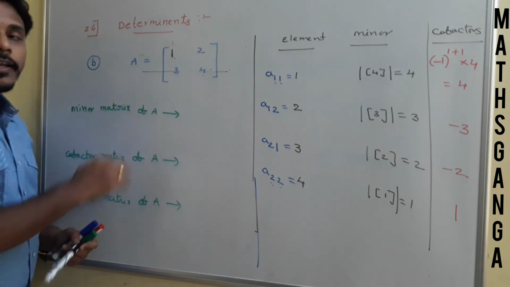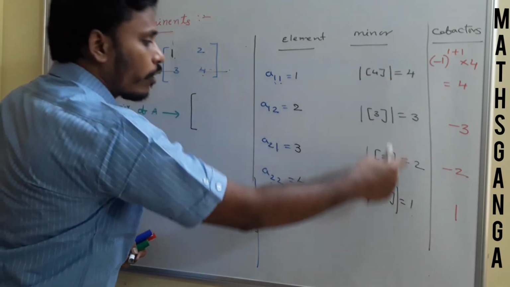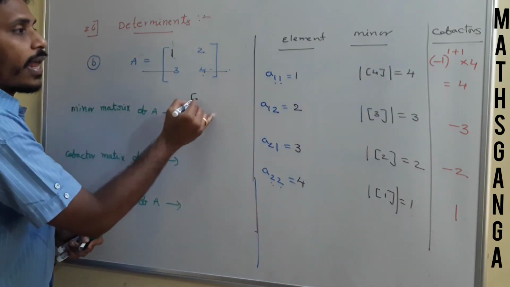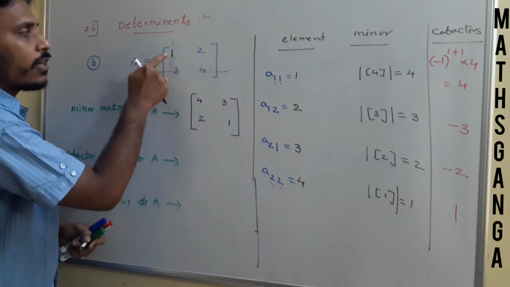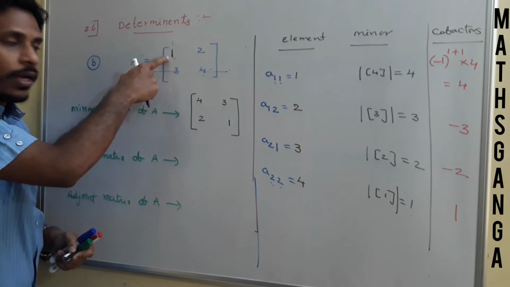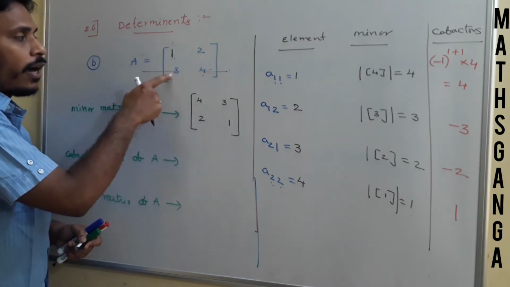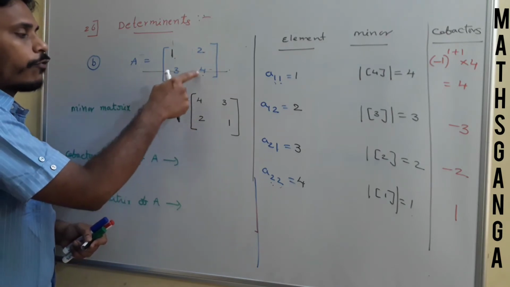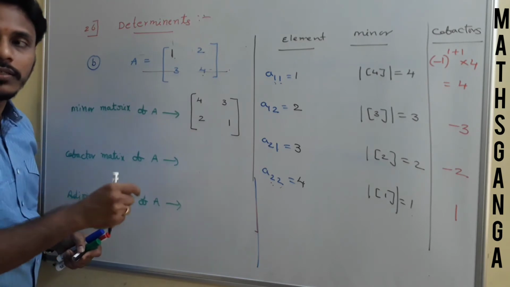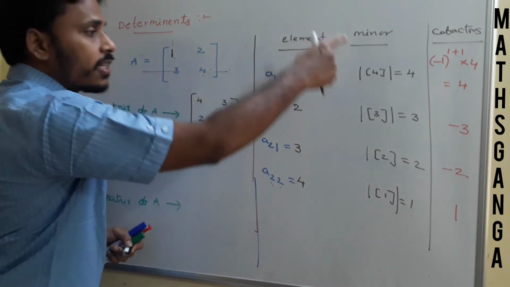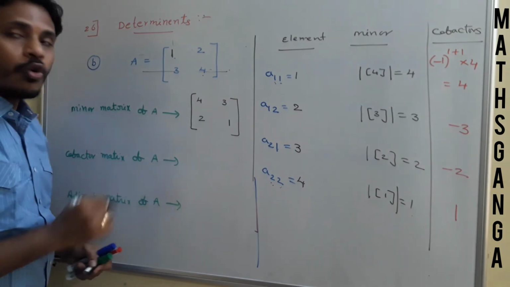Simply, the minor matrix of A is nothing but a matrix where these four elements have to be included, like this: 4, 3, 2, 1. See here, in the given matrix, the first element is 1, its minor is 4. The second element is 2, its minor is 3. For 3, the minor is 2. And for 4, the minor is 1. So this is the given matrix, and this 4, 3, 2, 1 is the minor matrix of A, and it is obtained by taking the determinants in such a manner. Right, very good.